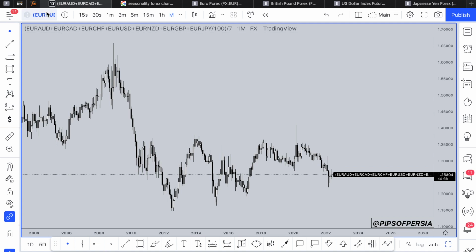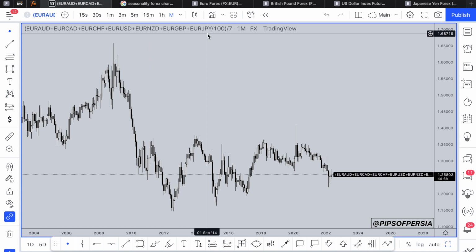And you can't really go on TradingView and just search for euro weighted index. It's not going to come up instantly. You actually physically have to type in these values and then press enter. So let's quickly break down exactly what it is. There are 8 major currencies that we trade: Euro, Australian dollar, Canadian dollar, Swiss franc, US dollar, New Zealand dollar, pound, and Japanese yen.